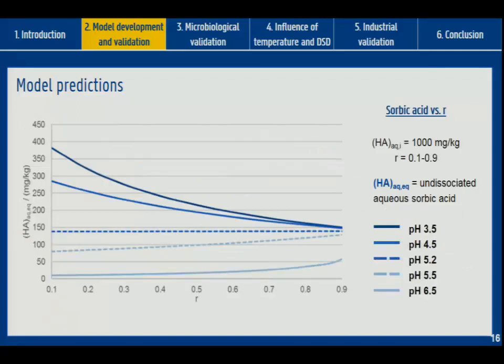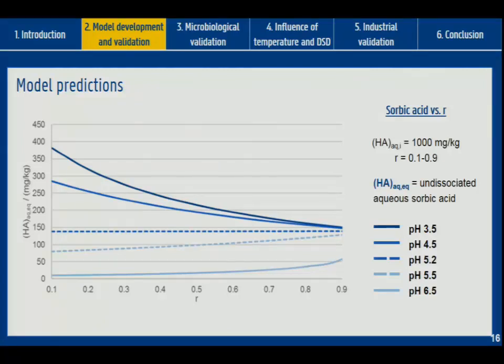Second, these are model predictions of sorbic acid versus the mass fraction of the lipid phase. So on the x-axis, it is the mass fraction of the lipid phase, which ranges from 0.1 to 0.9. 0.1 means 10% of oil in the system, or lipid phase. 0.9 means 90% of lipid phase in the system. Now the phenomenon that we're looking at is best illustrated at pH 3.5, where most of the acid is protonated.